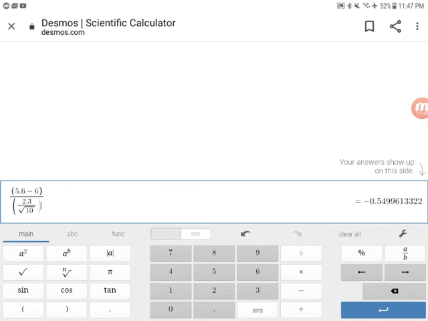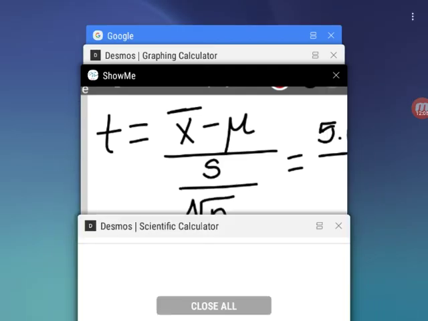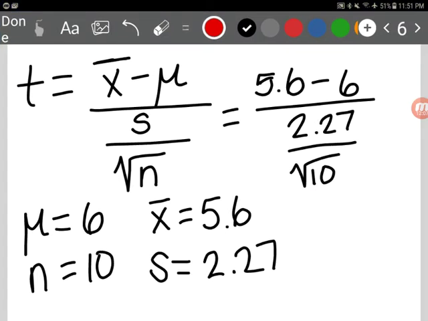And then you can go out and close parentheses. So we can see that our test statistic, T, equals negative 0.549. So let's go back. And we have T is approximately equal to negative 0.55.